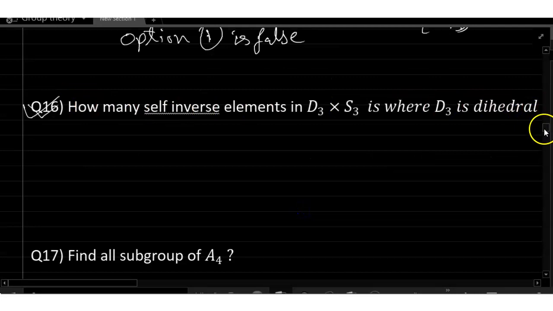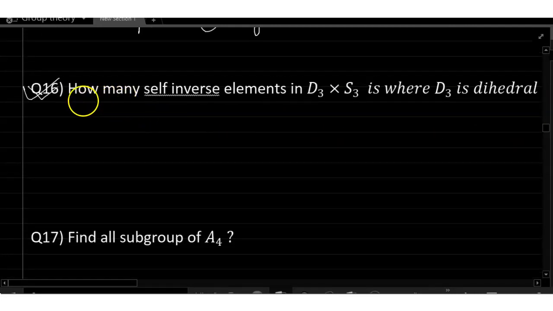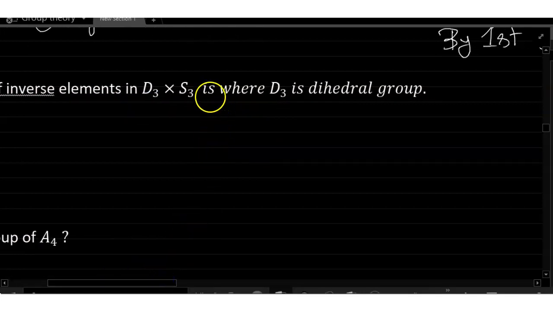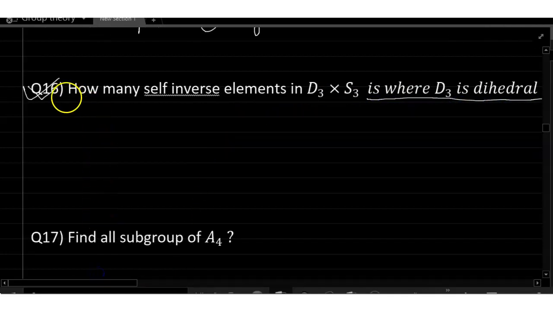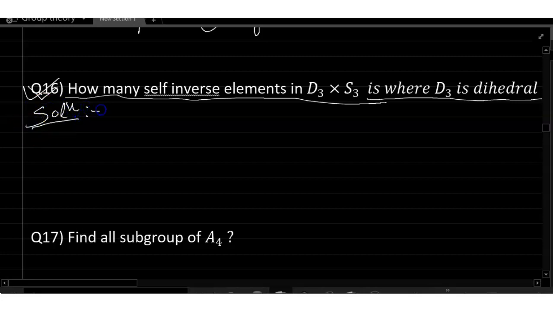Number 16. How many self-inverse elements are there in D3 × H3, where D3 is the dihedral group? Self-inverse elements: how many? Solution. H3 and D3 are isomorphic.